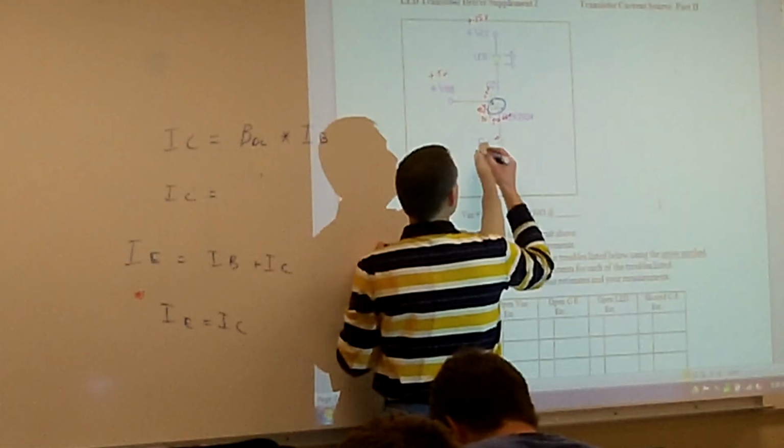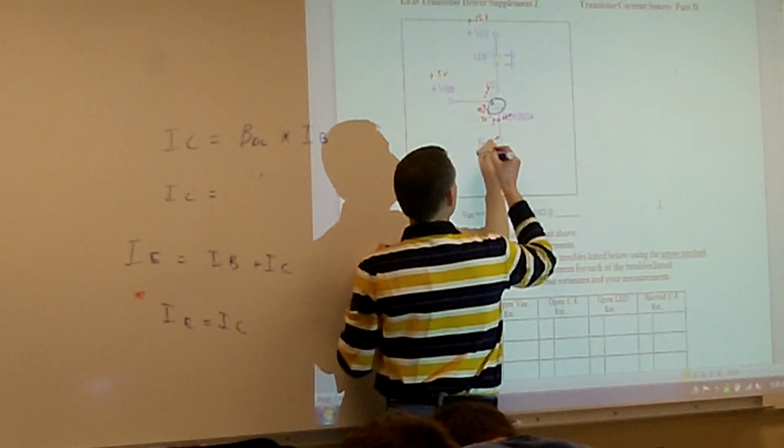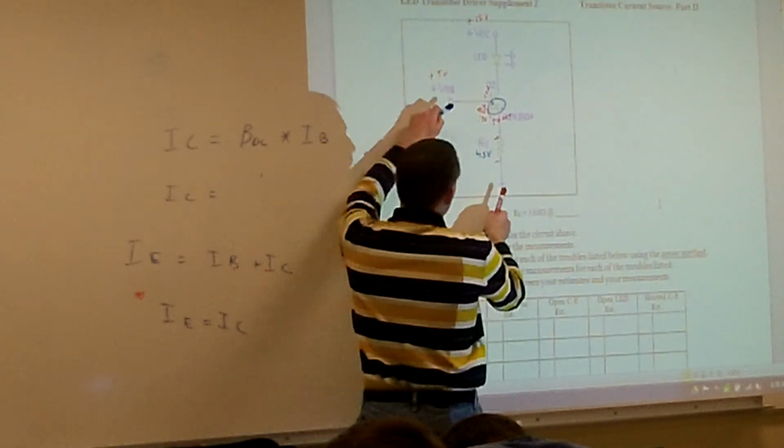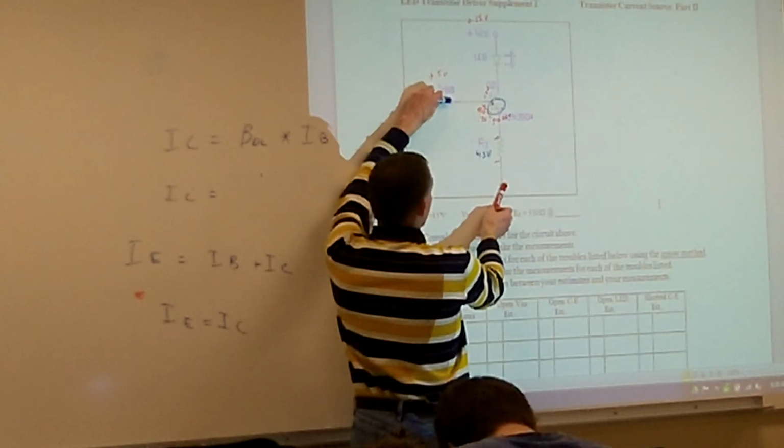4.3 volts. Okay, because we know that when I bring my red lead over to my black lead, I need to make sure that I equal out my source voltage.